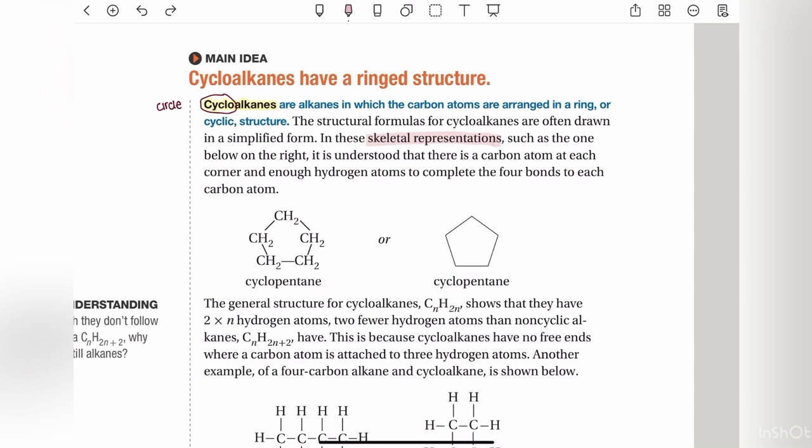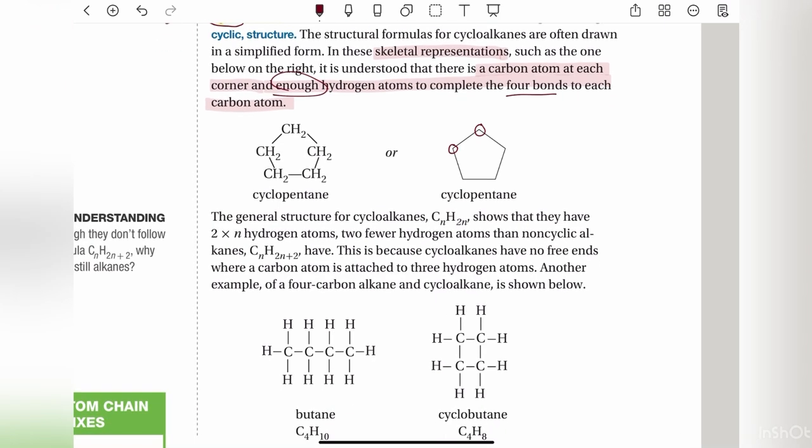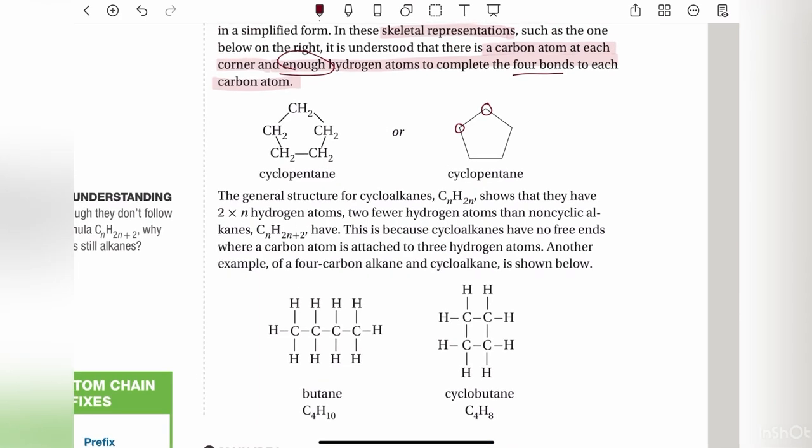So here's an example of one, and it is understood that there is a carbon atom at each corner, and enough hydrogen atoms to complete the 4 bonds to each carbon atom. So we don't know how many hydrogen atoms there are at each corner, and we'll have to identify it for ourselves in each individual case. For example, in this case, there are 2 hydrogen atoms at each corner because that's how many hydrogen atoms we need to complete the 4 bonds to each carbon atom.